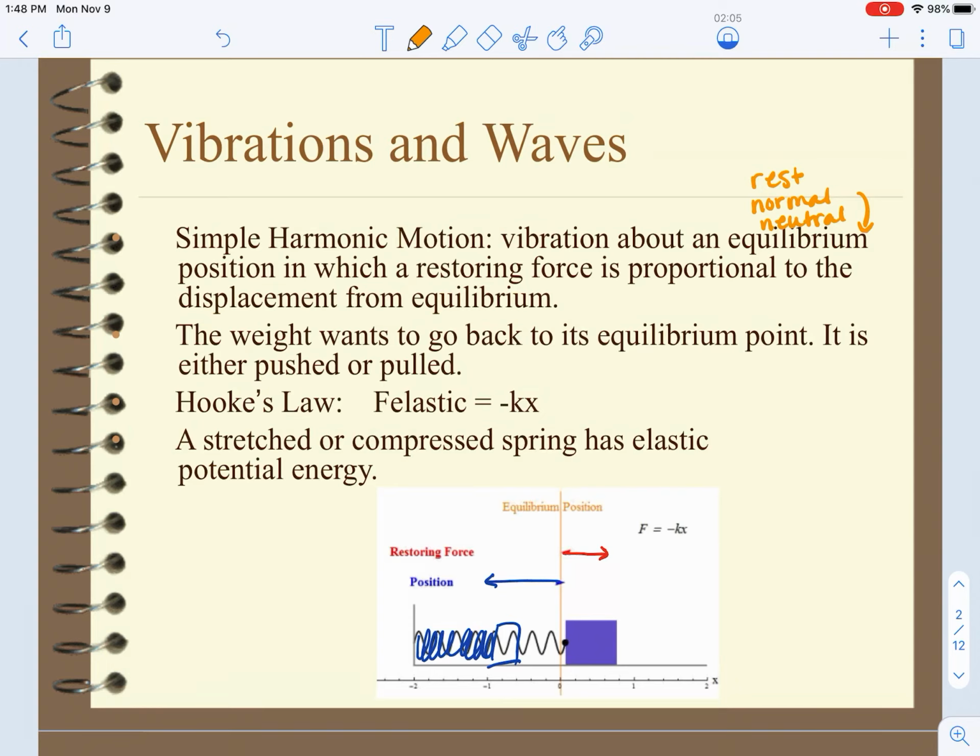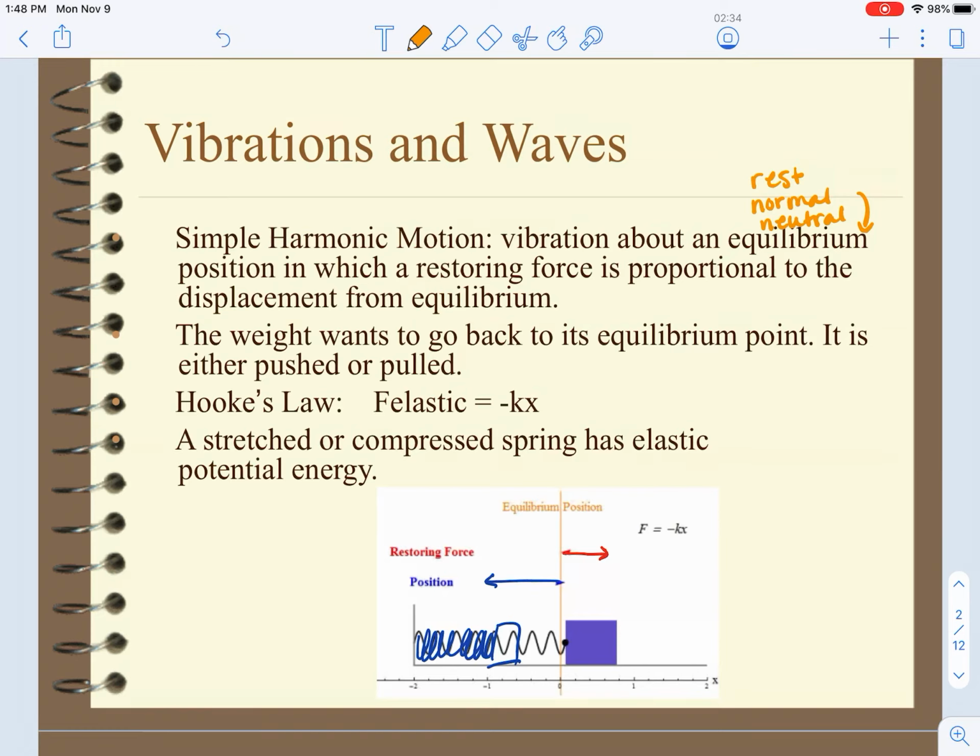So for our spring, if we were to leave the spring alone and allow it to just rest or allow it to relax, we would find that this equilibrium position is the position that it would stop at, where it would be no longer in motion. This would be its resting position. So that's what we see here with this vertical orange line. Now, it says vibrations about an equilibrium position.